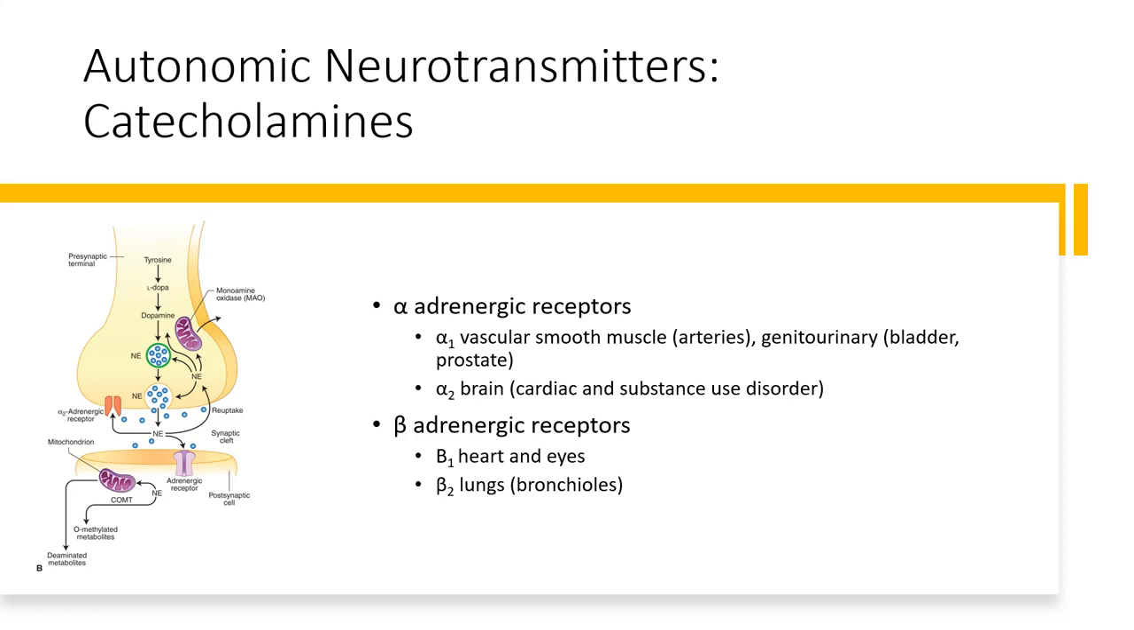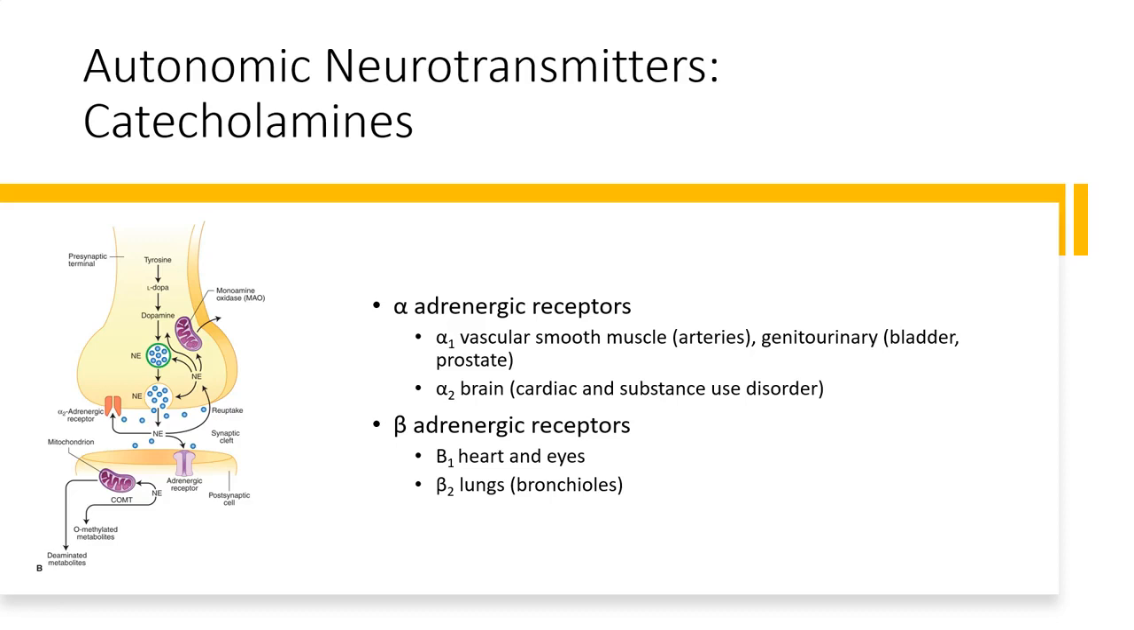Let's take a look at the alpha and beta adrenergic receptors. Alpha adrenergic receptors come in two forms, alpha 1 and alpha 2. Alpha 1 adrenergic receptors are found on vascular smooth muscle, specifically on the arterioles, and the genitourinary system, including the bladder and the prostate. Alpha 2 adrenergic receptors are found in the brain, and these can be targeted for cardiac issues and substance use disorder.